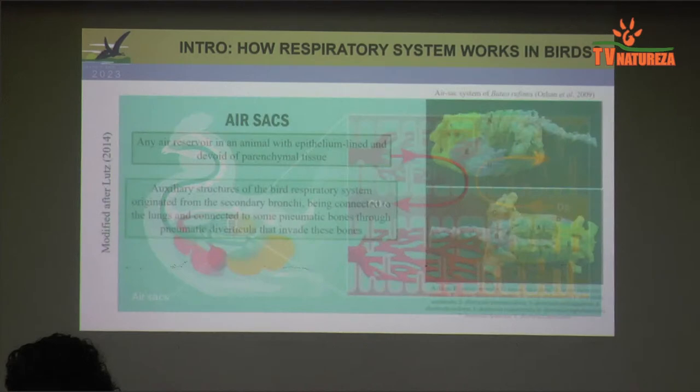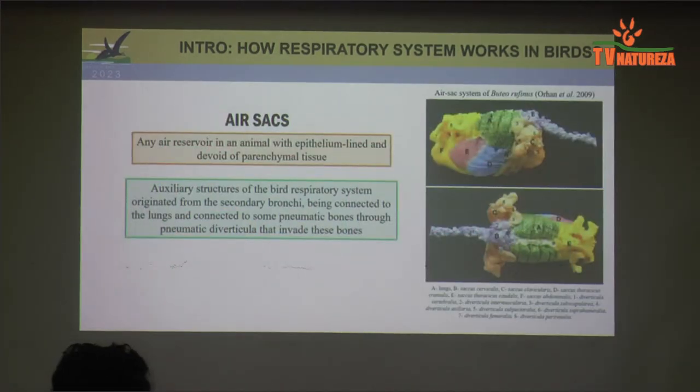Let's take a definition of air sac. We have two. A simple one: any air reservoir in an animal with epithelial lining and devoid of parenchymal tissue. As we will see in the following slides, it could imply other structures that derive from the air sac. The second one: auxiliary structures of the bird's respiratory system originating from the secondary bronchi, connected to the lungs and connected to some pneumatic bones through pneumatic diverticula. This is important because these pneumatic diverticula invade the pneumatic bones.